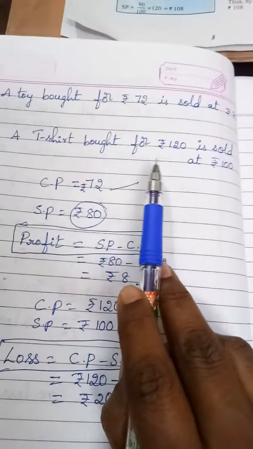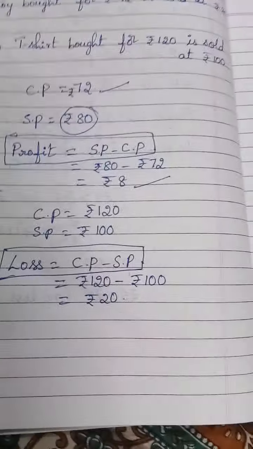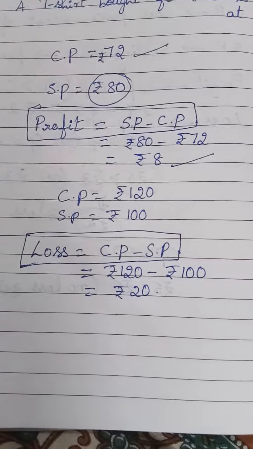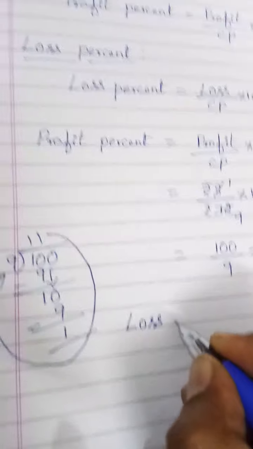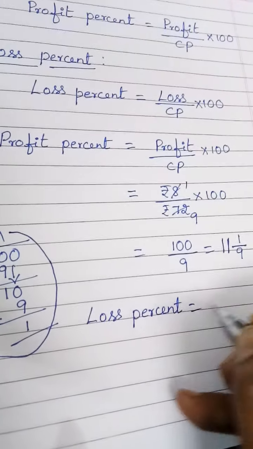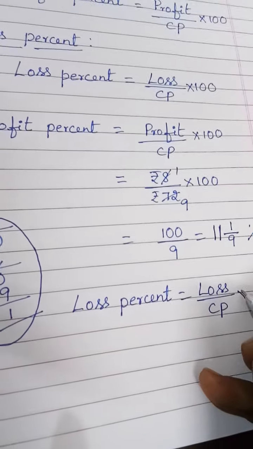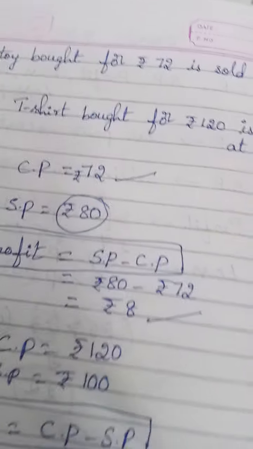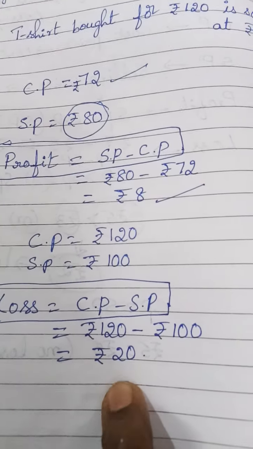Loss means where you got the loss. A t-shirt is bought for 120 rupees and is sold at 100 rupees. See here, this is a loss problem. Loss percent is equal to loss by CP into 100. What is the loss amount you got here? The loss amount is 20 rupees. Correct? The loss amount is 20 rupees.